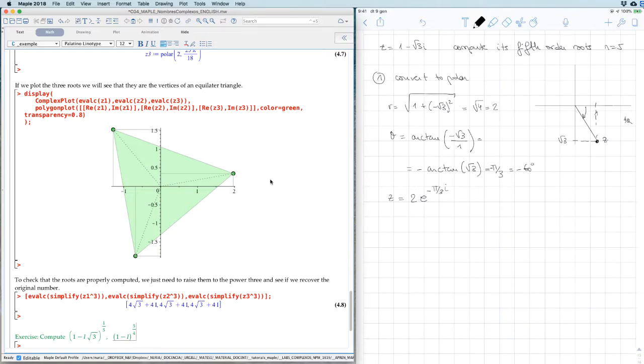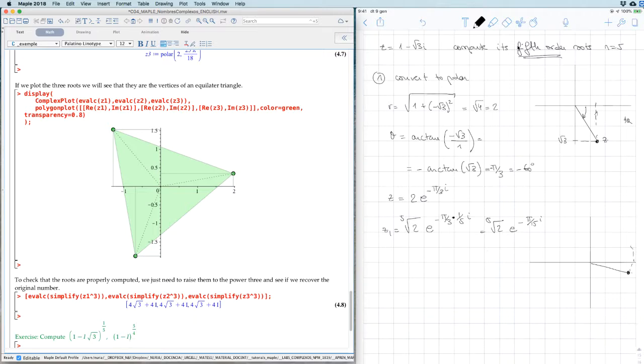Okay? Now since we are computing fifth order roots, we have 5 solutions. The first one is going to be the fifth order root of 2, and now we take the argument and we divide it by 5. So this is the fifth order root of 2 times e to the power minus pi over 15 i. Okay, so let's make a plot. Maybe it will not be a very good plot. So this is going to be my first angle, like in here.